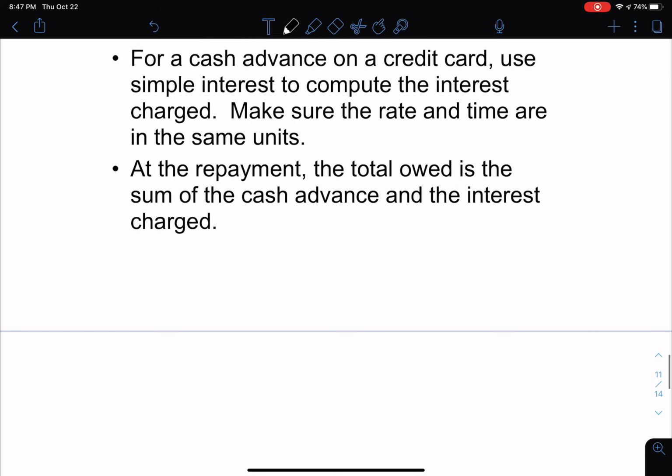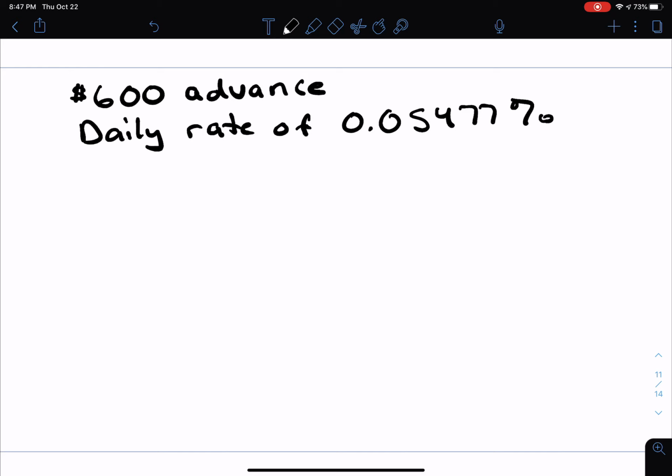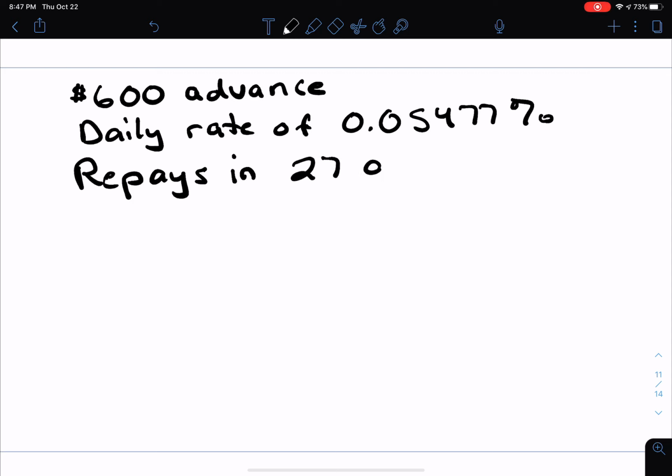Okay, so let's do an example of a cash advance. Somebody takes out a $600 advance from their credit card. They needed the cash. They got it off their credit card at a daily rate of 0.05477%. Repays in 27 days. Okay, so it wasn't too long. So let's figure out first how much interest is charged for that.